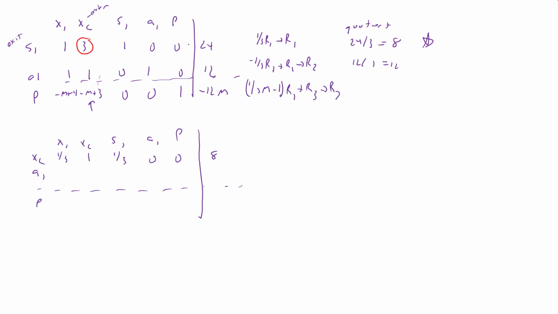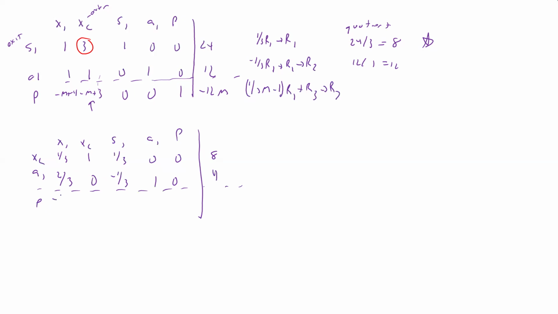Now, if we really want to, since we've already taken 1/3 of that, we can say, okay, well, if we take a negative of this plus this, that's going to be what? That's going to be a positive 2/3. That's going to be a 0. That's going to be a negative 1/3. That's going to be a 1. That's going to be a 0. And that's going to be 12 minus 8. So that's going to be a 4.